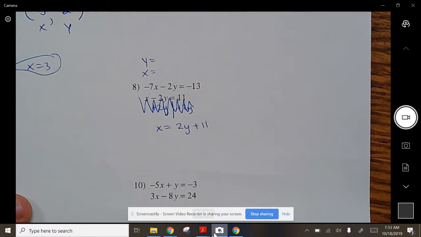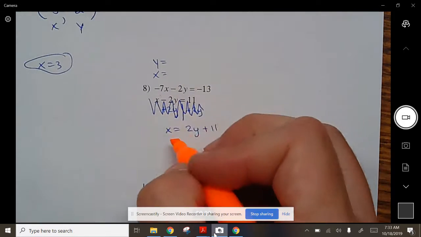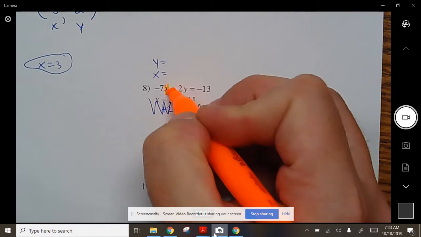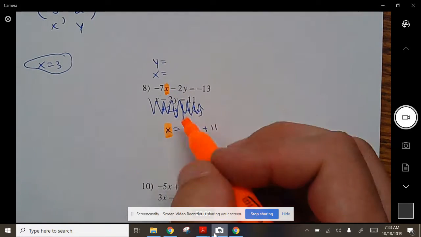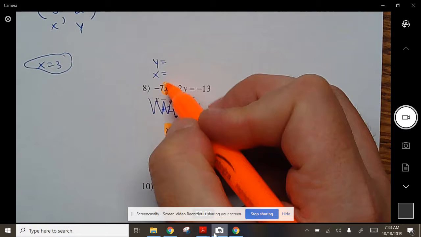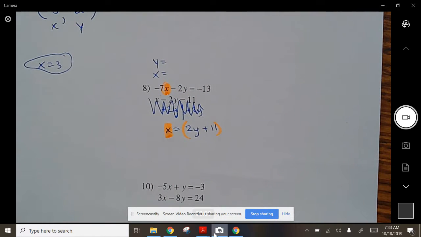Always hit pause and rewind if you didn't see what I did there, because I just crossed that out. Now I have my x. Where am I going to put it? Where the x is. Okay? So go ahead and plug this in right here, and go ahead and try to solve that and give me an answer. I'm going to quiz you on this one as well.